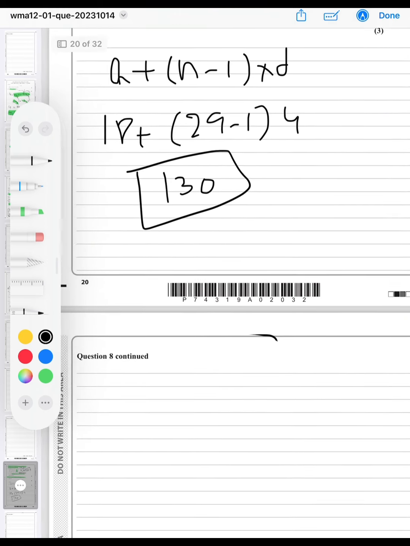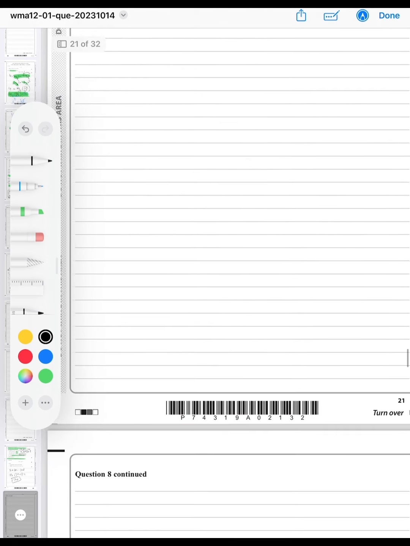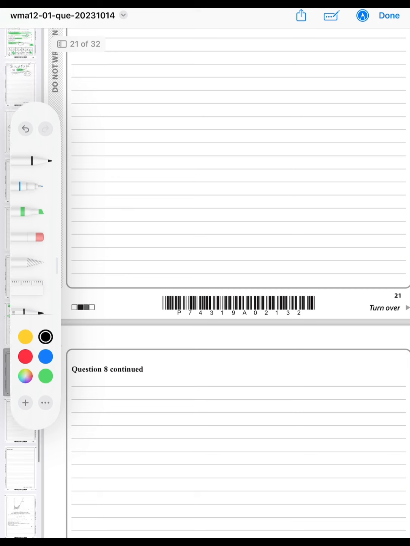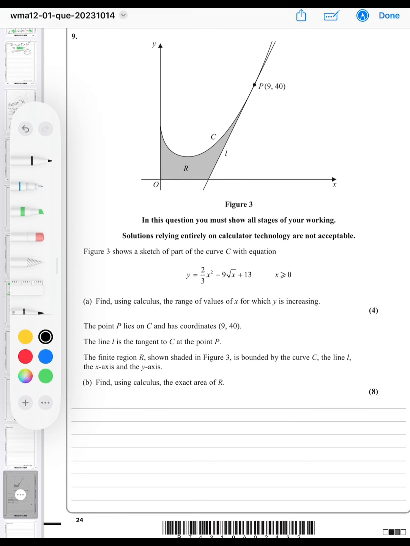So I hope this is clear now. I'm moving to the next question, question number 9. Now this question is from integration. This is the equation of the curve where the value of x is greater than 0. Find using calculus the range of the values of x for which y is increasing.